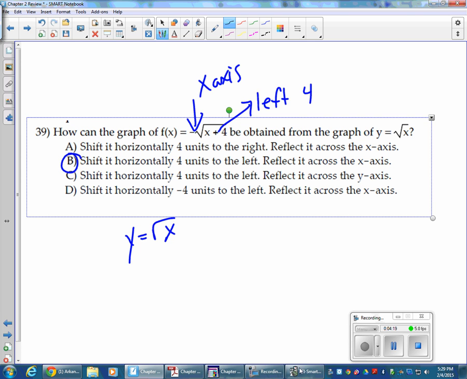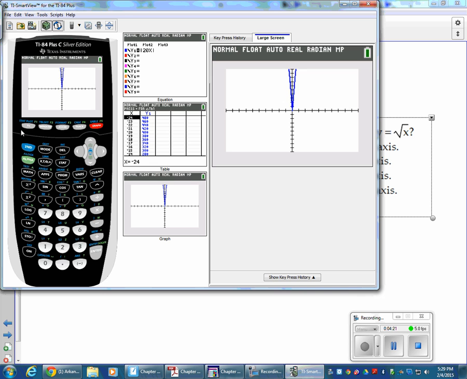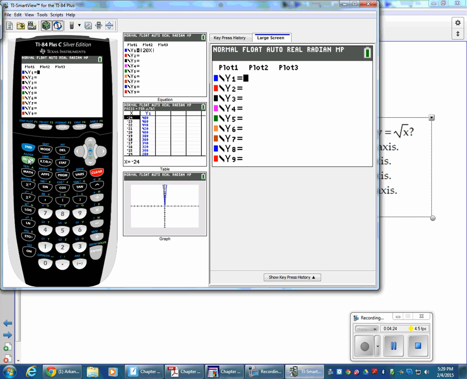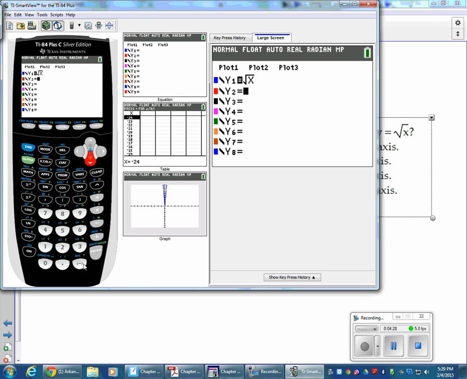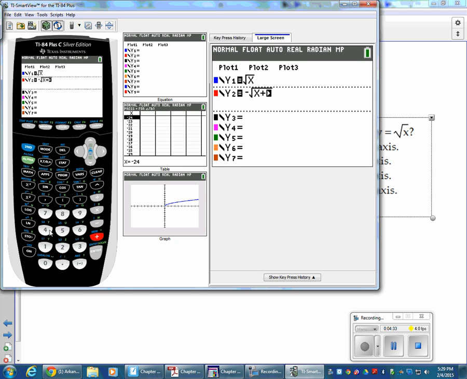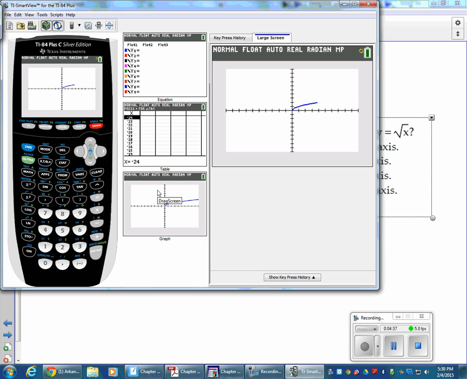You could also graph these. If you came to your calculator, in y equals, you could graph in y1 the square root of x, and in y2 the negative square root of x plus 4, and then watch them graph. Okay, here's my first one. That's the square root of x. And then my second one is flipped upside down across the x-axis, and it's shifted to the left 4. So you can also graph them and take a look at it. You just need to put the original in there first and watch them graph and see what happens.